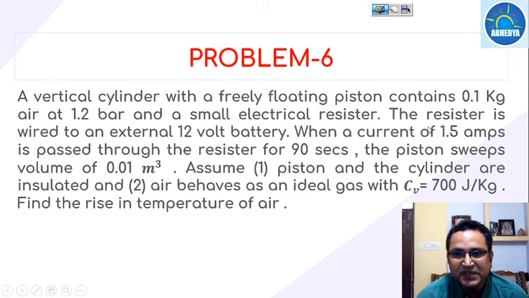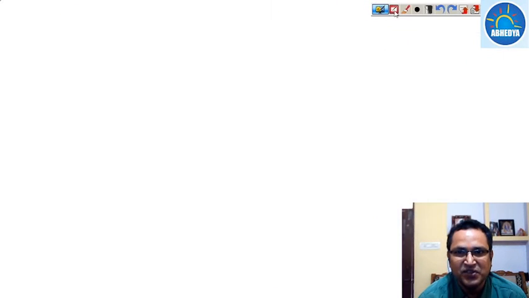Okay. The resistor is wired to an external 12 volt battery when a current of 1.5 amperes is passed through the resistor for 90 seconds. So it has been given that a current of 1.5 ampere is passing through the resistance, which is connected with an external 12 volt battery and passes for 90 seconds. So how much heat is generated due to this current flowing through the resistor? First we'll calculate this thing.